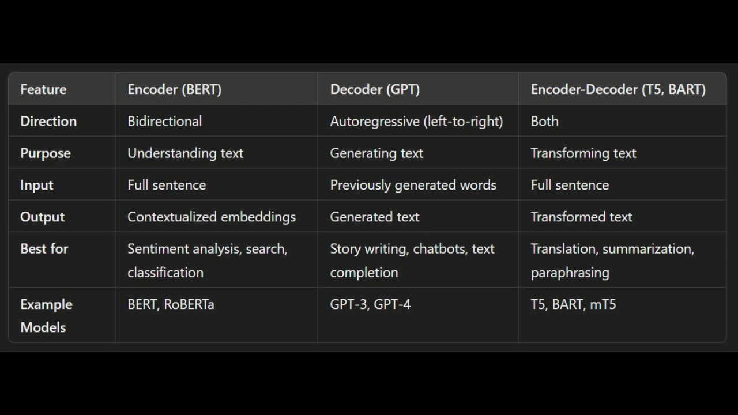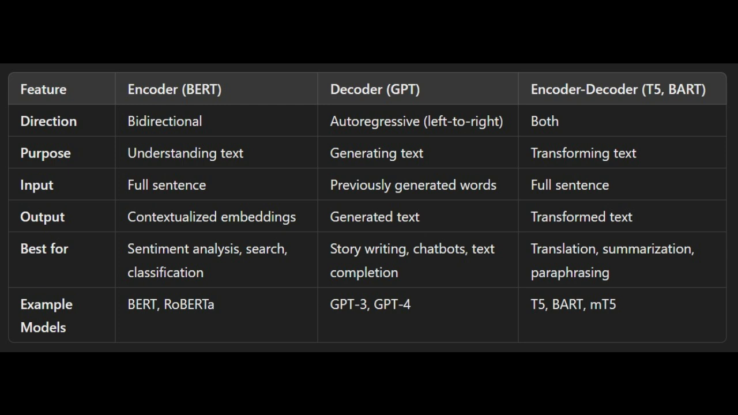How does it work? It processes the entire input at once, bidirectionally, and converts words into contextualized embeddings, word representations that capture meaning based on surrounding words. It outputs a rich representation of the input, which can be used for classification, search, or other understanding tasks.